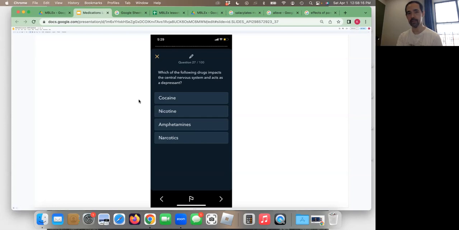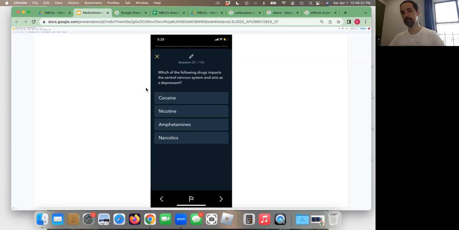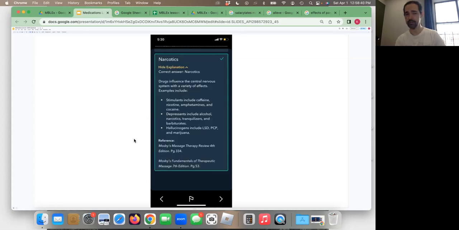Okay, which of the following drugs impacts the central nervous system and acts as a depressant? Is it cocaine, nicotine, amphetamines, or narcotics? Narcotic. That is correct, because cocaine and amphetamines are both stimulants. Nicotine is just bad news. Stay away from it. Nicotine is also a stimulant.